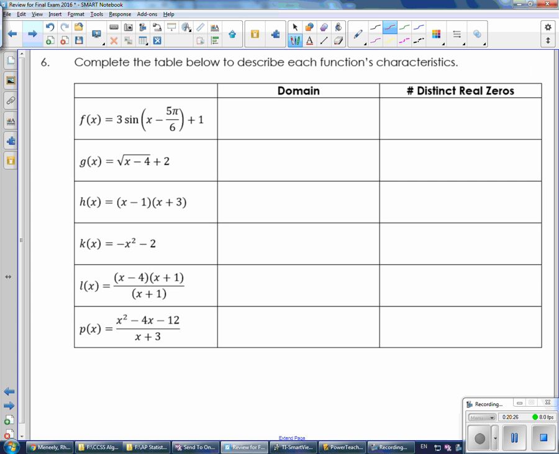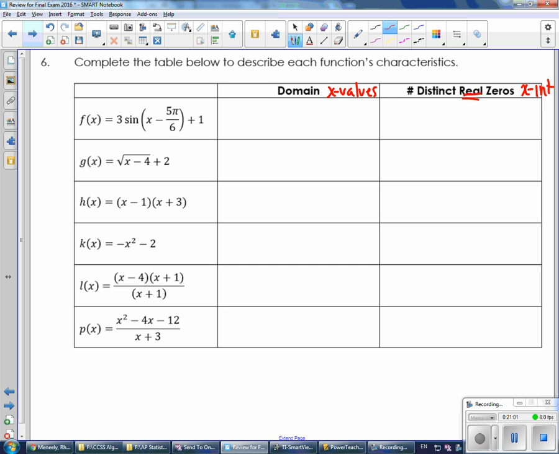Okay. In number 6, it says to complete the table below to describe each function's characteristics. So the domain, remember, is referring to the x values. We're also looking at the distinct number of real roots, and in this case, those are going to correspond to our x-intercepts if they are real. And so what we need to do is consider each of the functions that were given to answer these questions. And I think that it really helps to consider what the graph of these functions would look like. You were also given some characteristics about these functions that I think it would help to study.